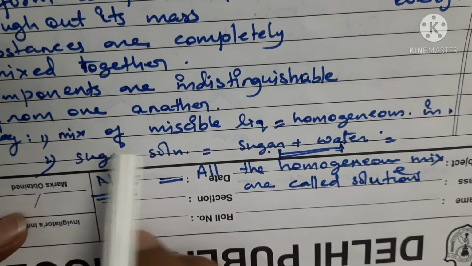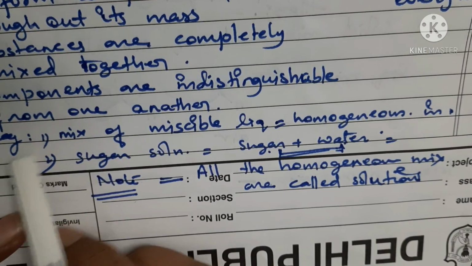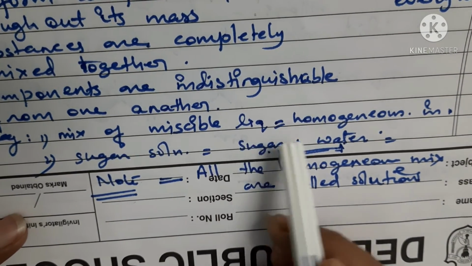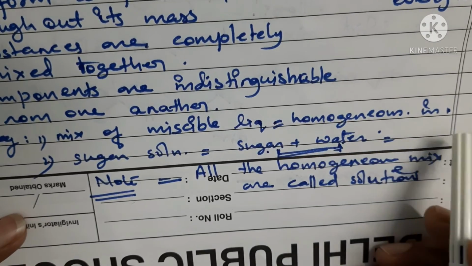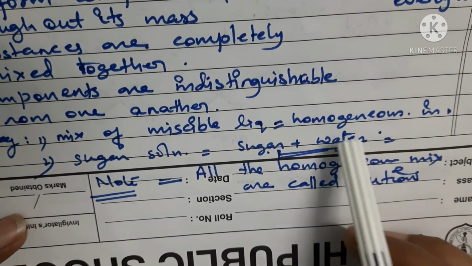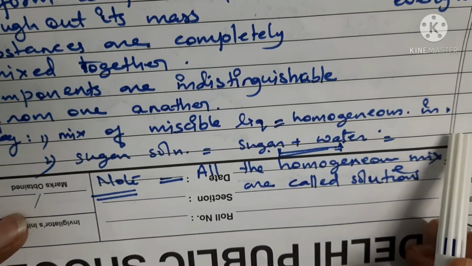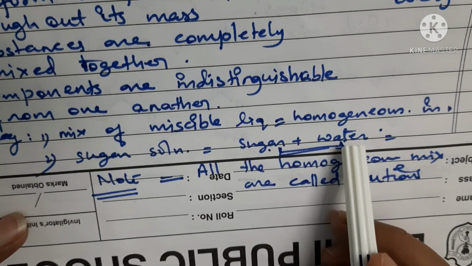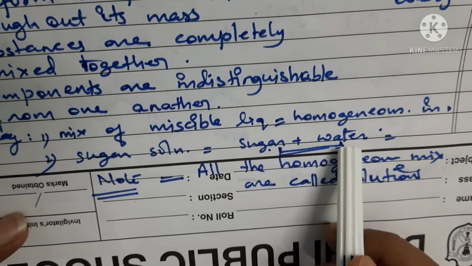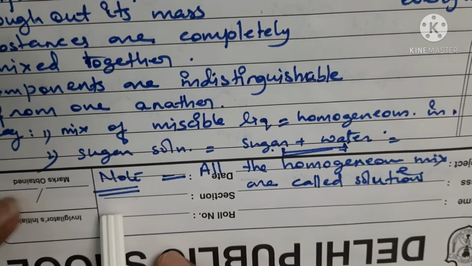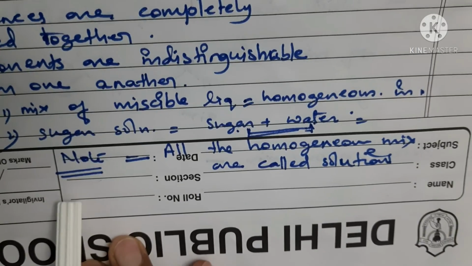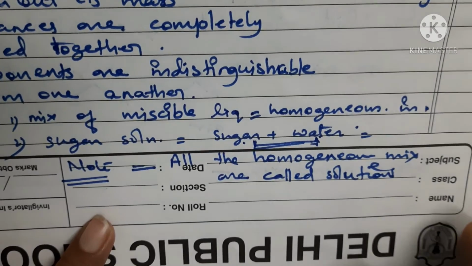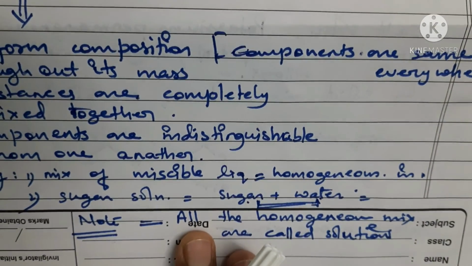Also, mixtures of miscible liquids. As an example, you can consider mixtures of miscible liquids, that is, soluble liquids. You can see that those are homogeneous in nature. Okay, they are all homogeneous mixtures. So in sugar solution, what we mix is sugar and water, but we are not able to distinguish between these two. Okay, then you have to keep in your mind one note. What is the note? That all the homogeneous mixtures are called solutions.